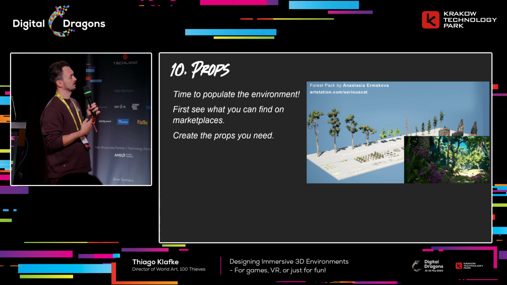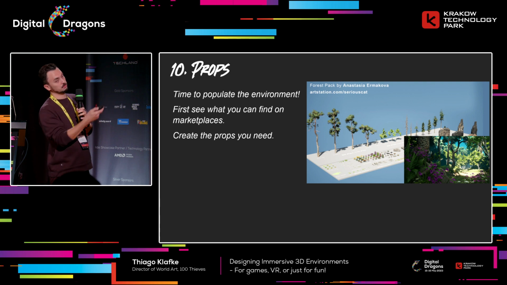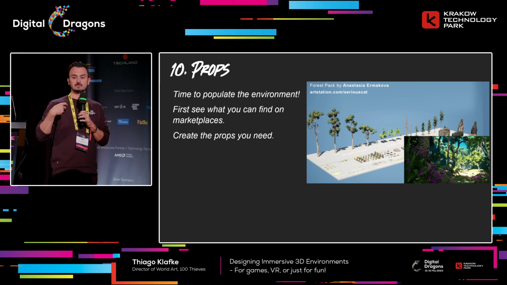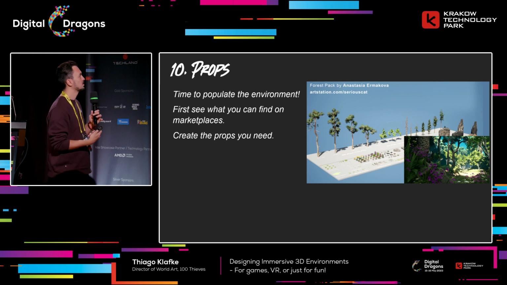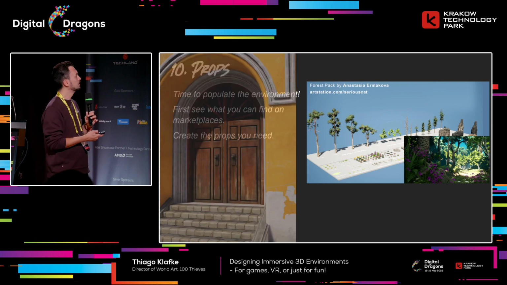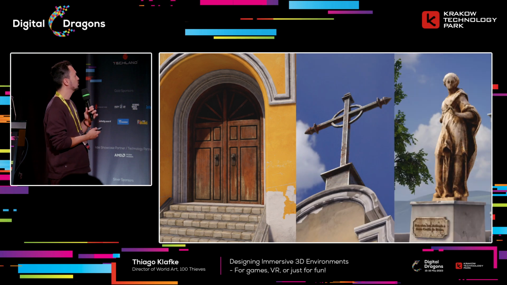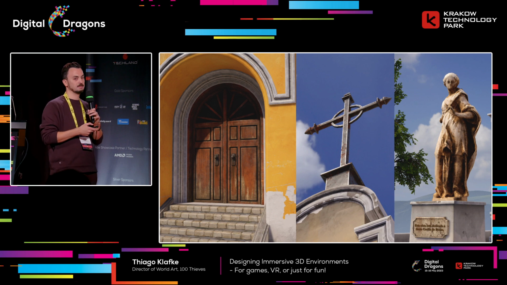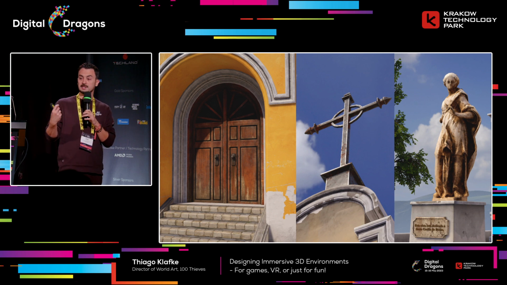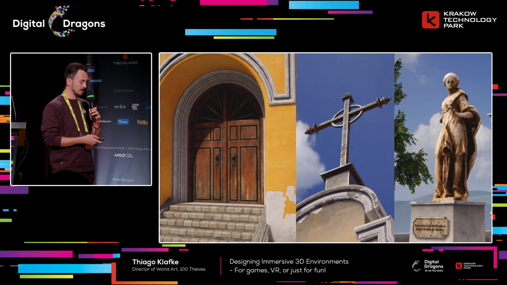And then after I saw what I could reuse from the marketplace, I started to make the props that I needed. So these were very simple props. So for example, the church door, I made this with Substance Painter, like a cross. This statue here, I didn't model, but I found on Sketchfab, there was a bunch of 3D scans from a museum. So this is public domain models. And I just retextured in Substance Painter.